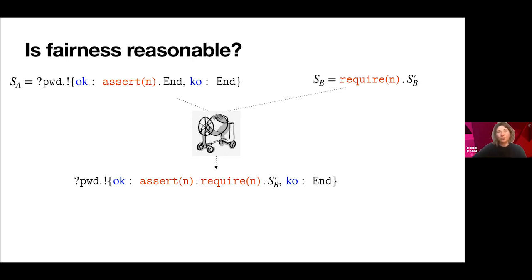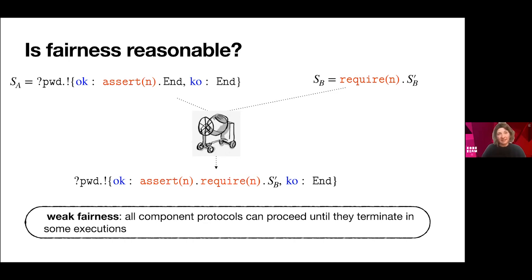So we also introduced a notion of weak fairness, for which all component protocols can proceed until they terminate in some execution. This is a weaker form, and basically you use it being aware of what you're doing. Once you see that fairness produces no results, you see whether this is acceptable. You may want to weaken the fairness condition.